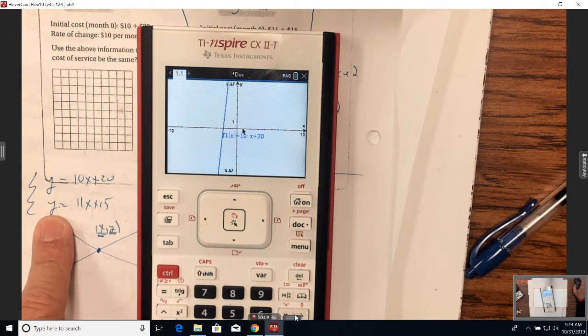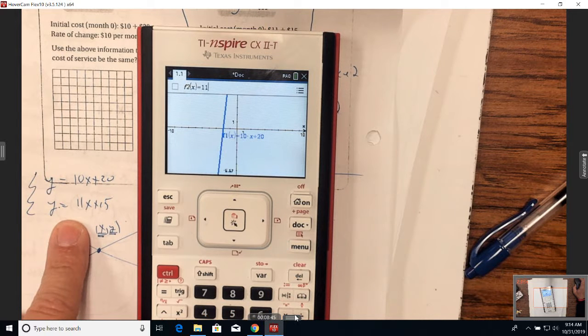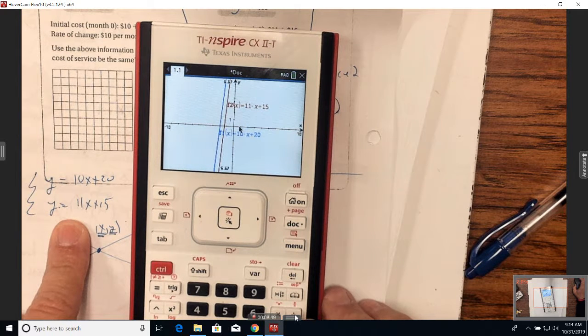Do the same thing in the other one. You might want to plug this in because I know how to do it. I'm trying to help y'all. So go to tab and plug in 11x plus what? 15. And then find the intersection.